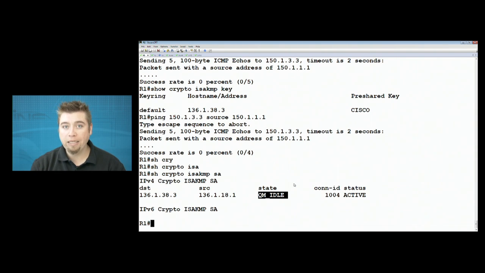So we know at least that there's no routing problem between them. There's no problem with the crypto map application because it's initiating the connection, and we know that there's no problem in the phase 1 negotiation. So now we would want to check on the receiving side. Does it also have the ISAKMP SA, which it should because it's a bidirectional security association. And then we're going to check what's going on with the phase 2 policy.